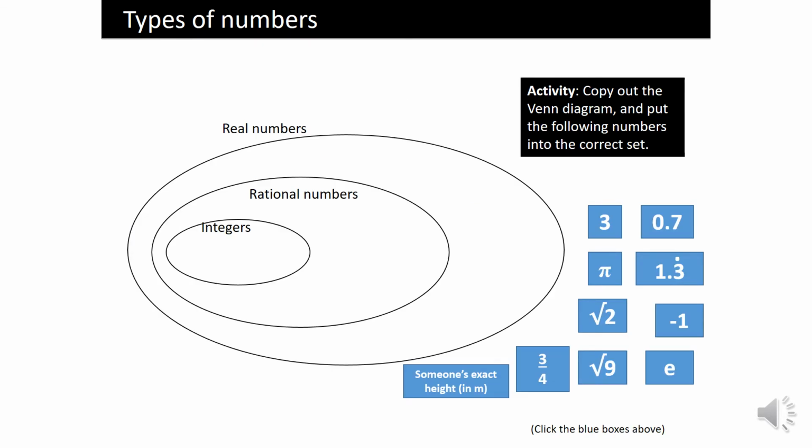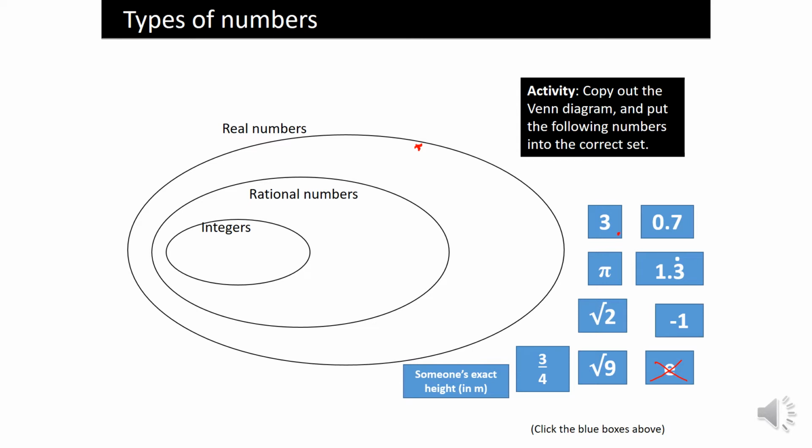So what we're going to do with this one is we're going to try and sort these into their various categories. So we're going to try and work out which section they go in. So looking at them, they are all real numbers. Ignore E for now because we've not looked at that. So they're all real numbers, so they're all at least going to be in this circle. But then there's subsections as well. There's rational numbers and there's integers. So if you want to pause and have a go at this, you can do. If you want to just see me go through it, that is fine as well.